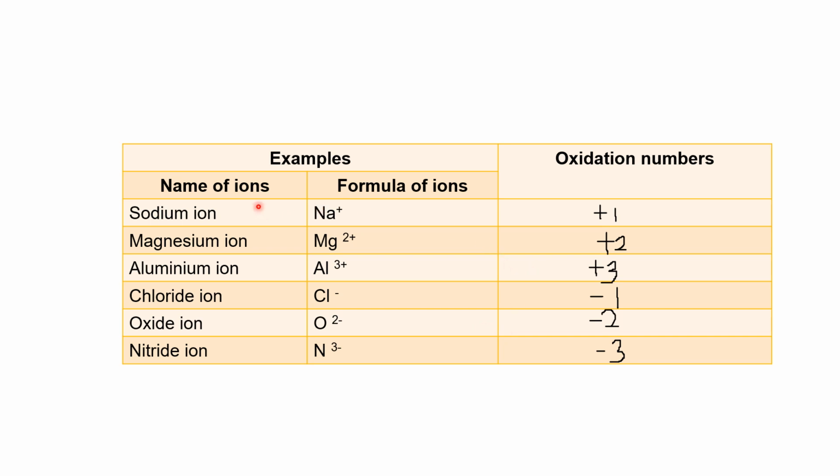If you notice here, sodium, magnesium and aluminium are metal elements. So basically metal atoms will form positively charged ions. As for the non-metal elements, chlorine, oxygen and nitrogen will produce negatively charged ions.